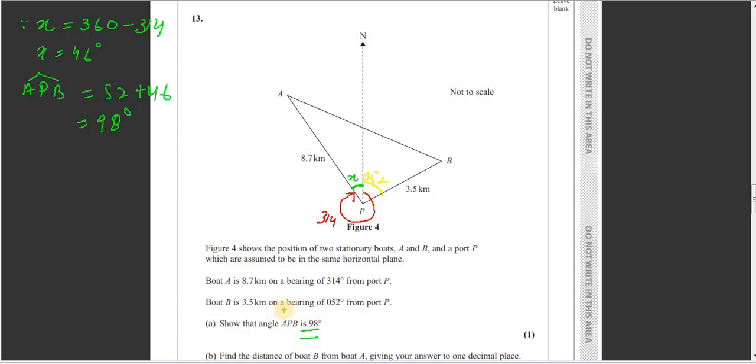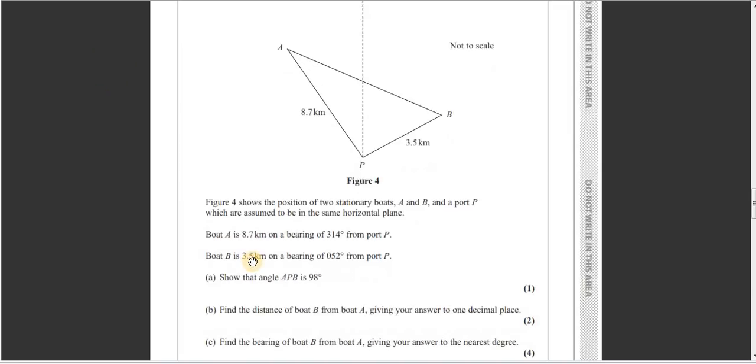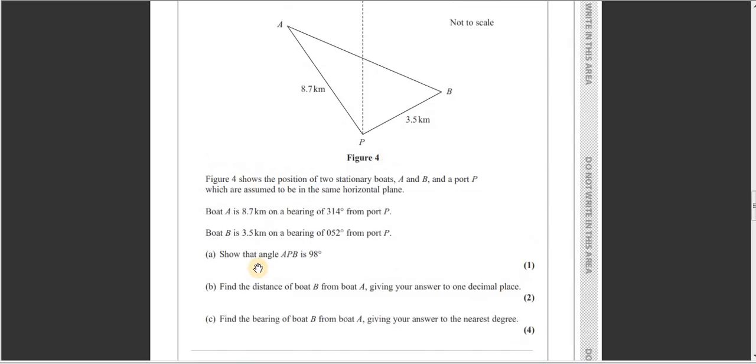Okay, so part B, find the distance of boat B from boat A, giving your answer to one decimal place. So you need to find the distance between A and B. This is the distance, and you are given two distances and you have an angle, and we have figured out this angle is 98 degrees.